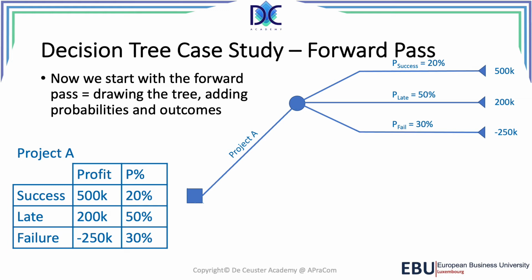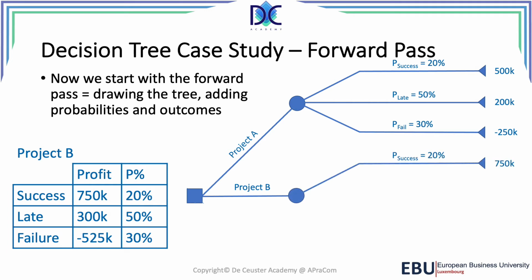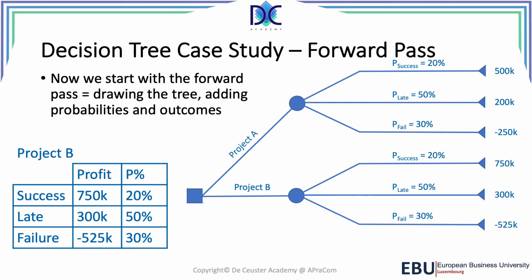And now we are going to do the same thing for project B. So we have project B. We draw the line from the decision node project B. And we also build the different branches with the different outcomes when we have a success, when we are late, and when the project fails. So basically we have all these numbers now.